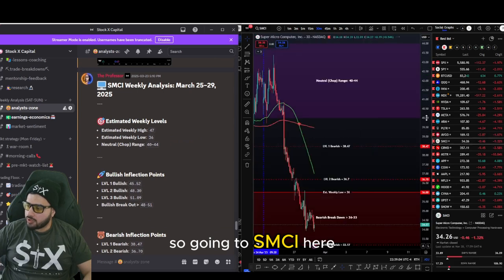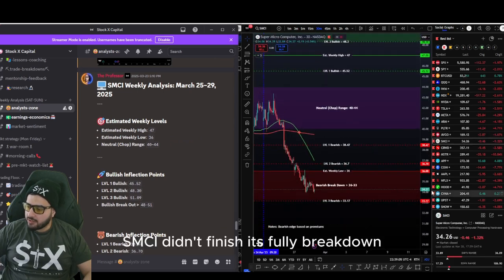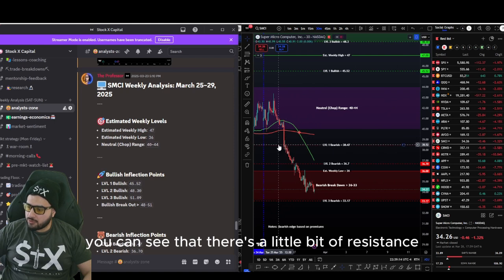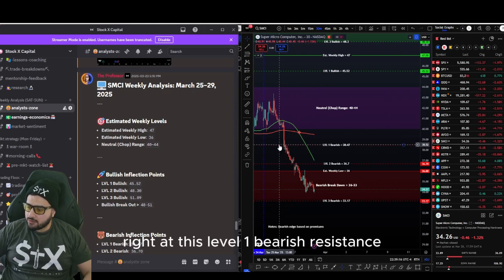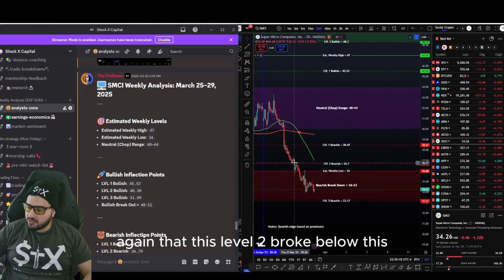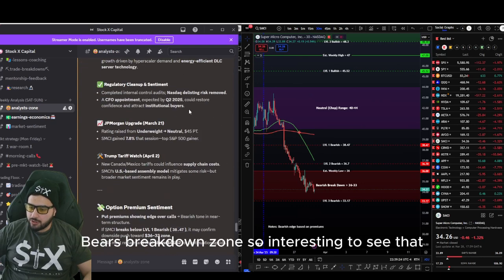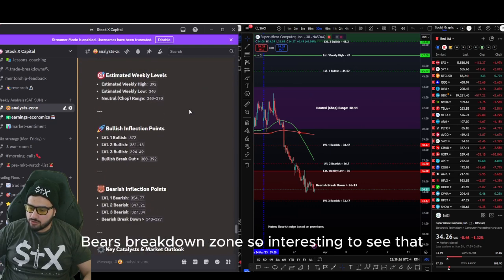So going to SMCI here, SMCI didn't finish its full breakdown. It was choppy in the neutral range between 40 and 44. You can see that there's a little bit of resistance right at this level 1 bearish, resistance again at this level 2, broke below this, and it started to really break down under our 36 bearish breakdown zone. So interesting to see that.